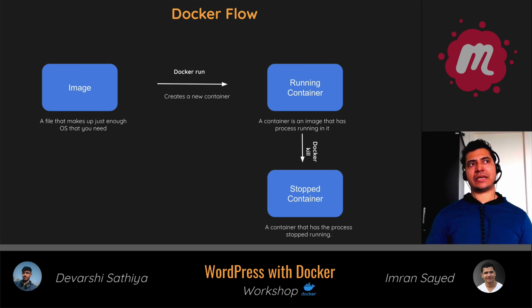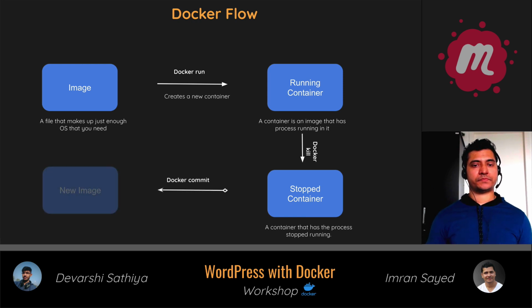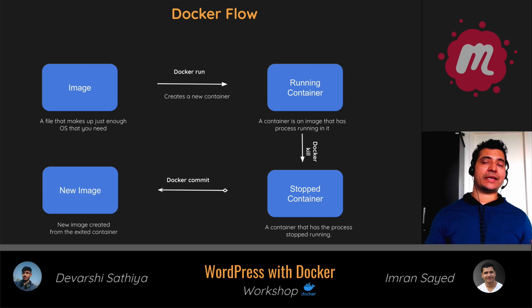Now there could be times when you may want to build a new image out of it. Maybe you have installed something on it and you want to build a new image for that. Well, you could do that by running a command called docker commit. What docker commit will do is create a new image from the exited container.